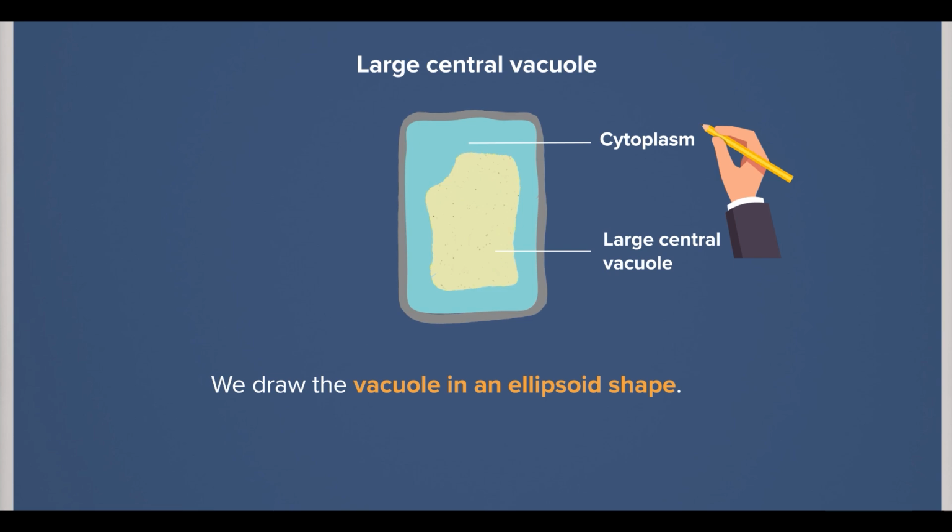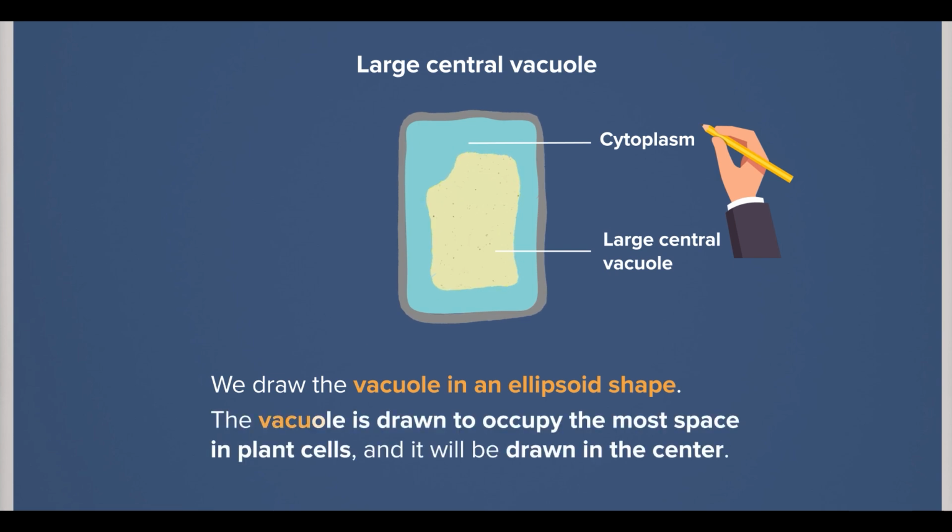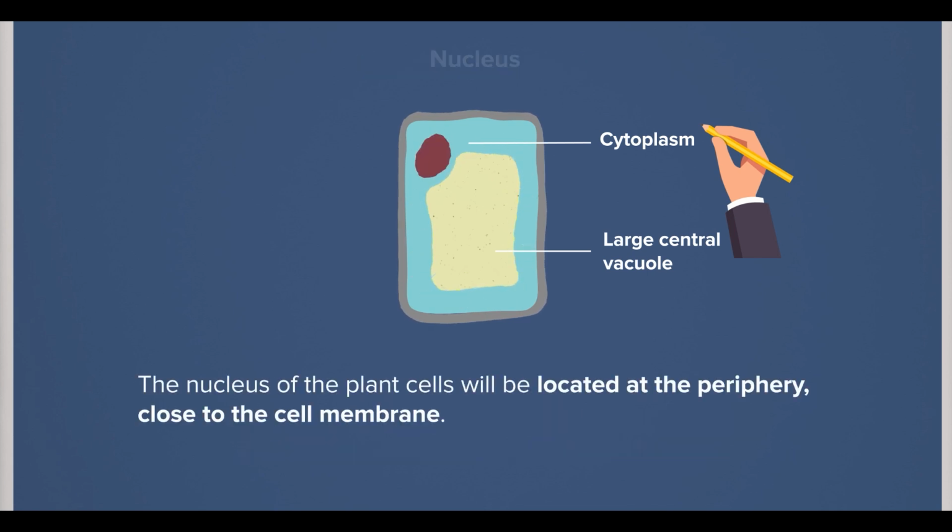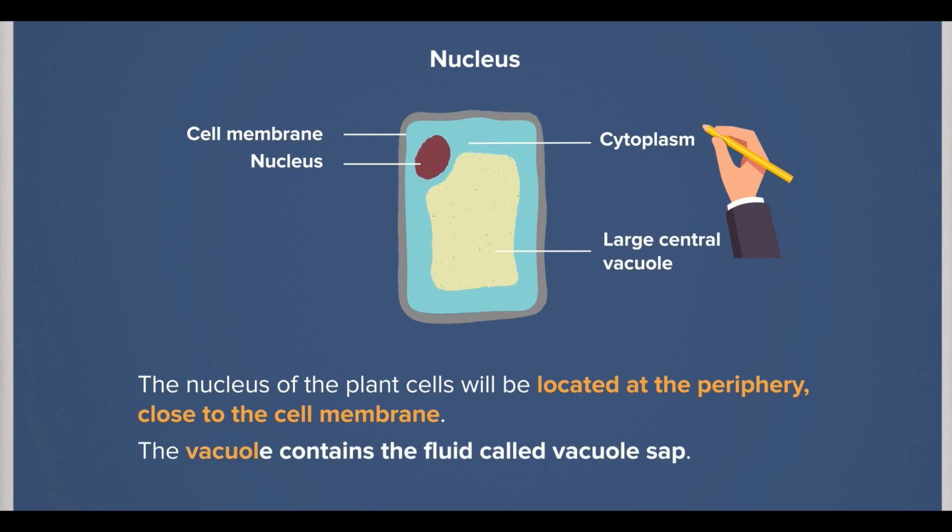Because it is a large central vacuole, the vacuole is drawn to occupy the most space in plant cells, and it will be drawn in the center. As a consequence, the nucleus of the plant cells will be located at the periphery, close to the cell membrane. The vacuole contains the fluid vacuole sap.